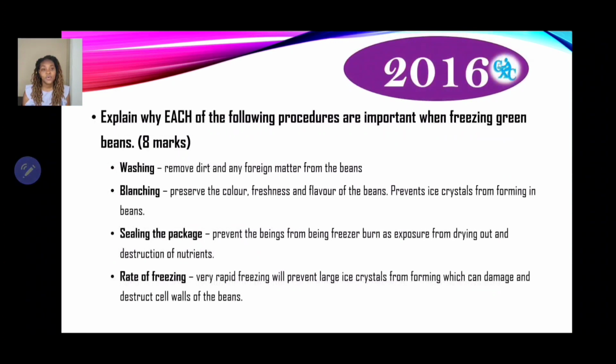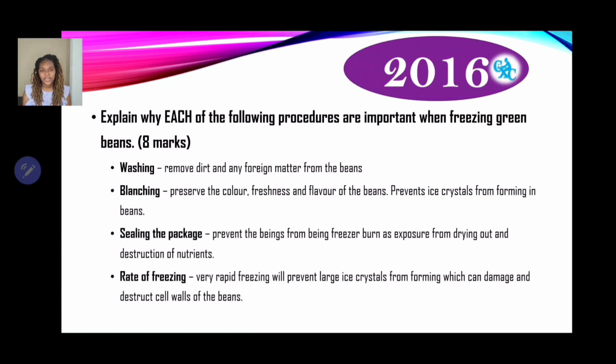All right, moving along to 2016. Explain why each of the following procedures are important when freezing green beans. 8 marks. Now the procedures are washing, blanching, sealing the package, and also rate of freezing. Good. Let's read the question again. Explain why each of the following procedures are important when freezing green beans.